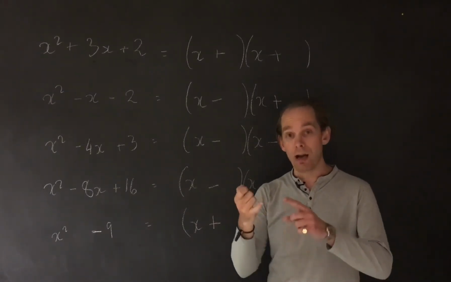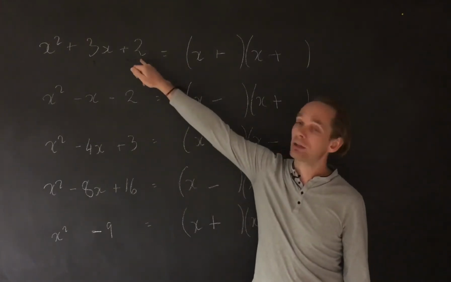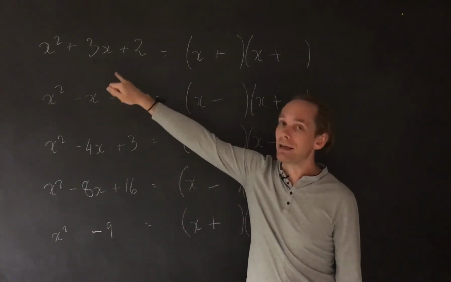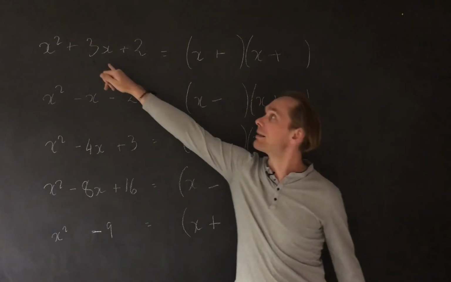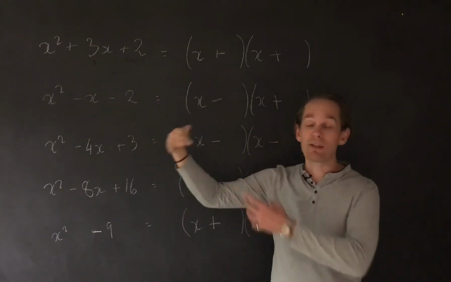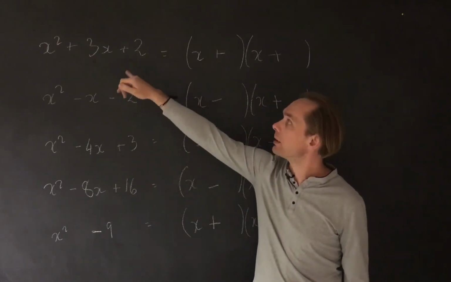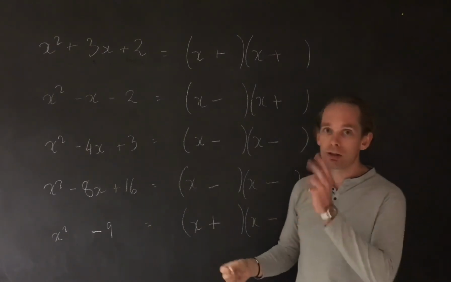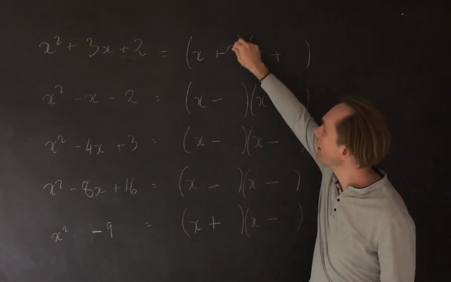So we're going to think about numbers that multiply to make the integer, and if the signs are the same, they're going to add to make the coefficient. If they're different, they're going to have a difference of the coefficient. So numbers that multiply to make 2 and add to make 3. Easy peasy, 2 and 1. And you put the bigger number in the first bracket.